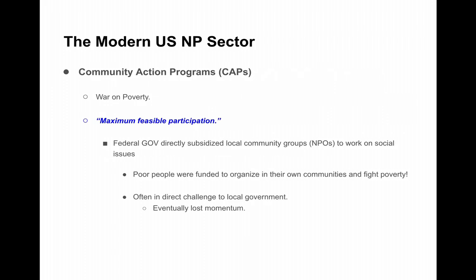And you also have the community action programs, especially because of the War on Poverty, right? They wanted to maximize feasible participation. So the federal government directly subsidized a lot of local community groups, which later formed nonprofit organizations to work on social issues, because this is related to alleviating poverty. So many poor people were funded to organize in their own communities and to fight poverty, right?